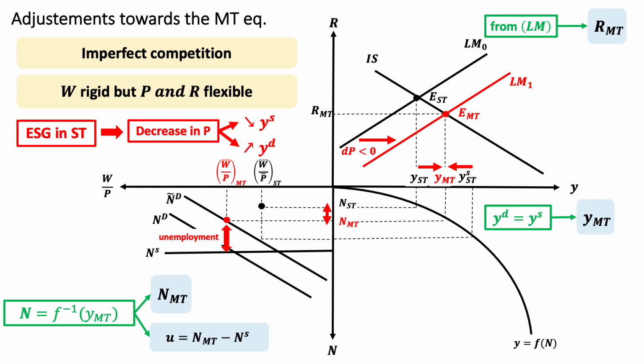Overall, in the medium term, we reach an equilibrium on the goods market. But there still is some unemployment on the labor market due to the nominal rigidity of wages and to imperfect competition. This equilibrium is not a general equilibrium.